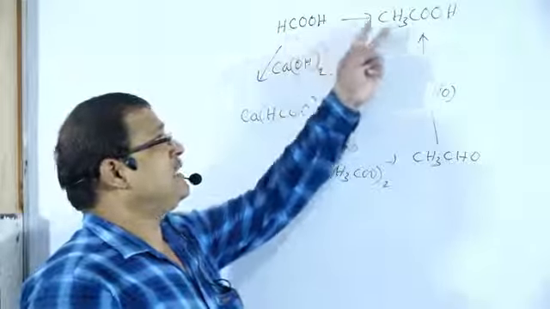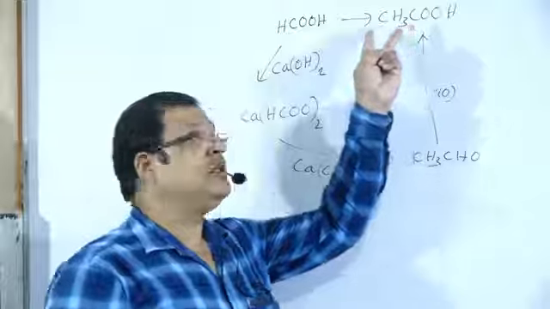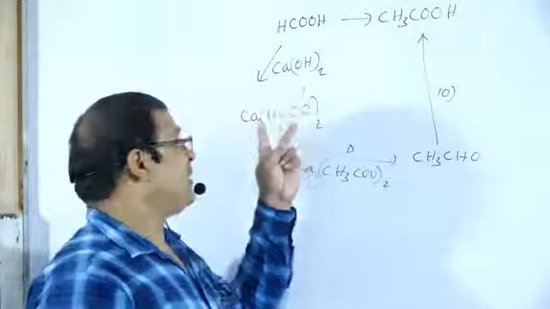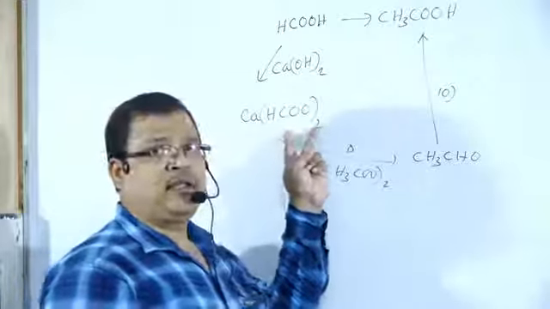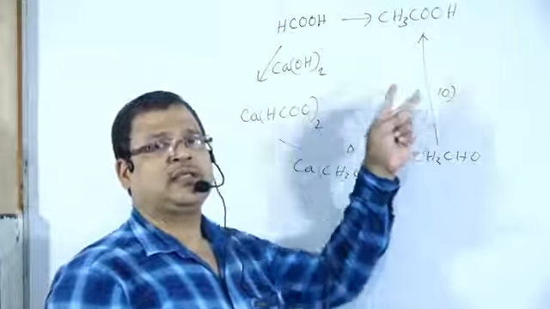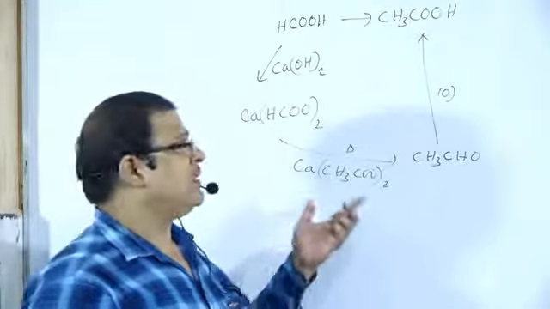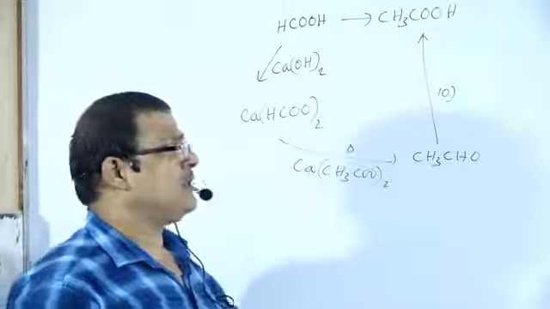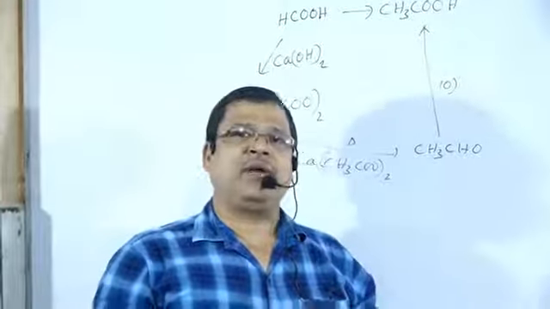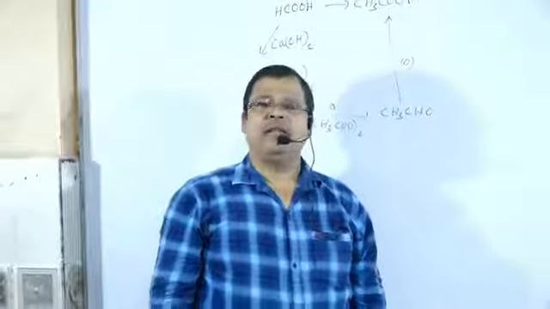That means the number of carbon atoms has been increased. How? Formic acid treated with calcium hydroxide forms calcium formate. Calcium formate is treated with calcium acetate to form acetaldehyde. Acetaldehyde is oxidized to form acetic acid. So these are some organic conversions of this chapter, and we will explain them briefly in a particular chapter, that is organic conversions. In that chapter we will explain by giving many examples.